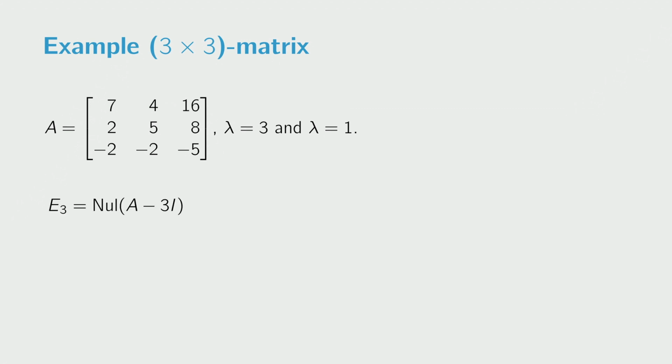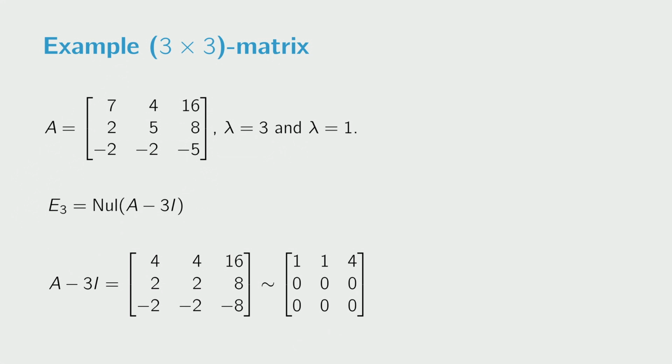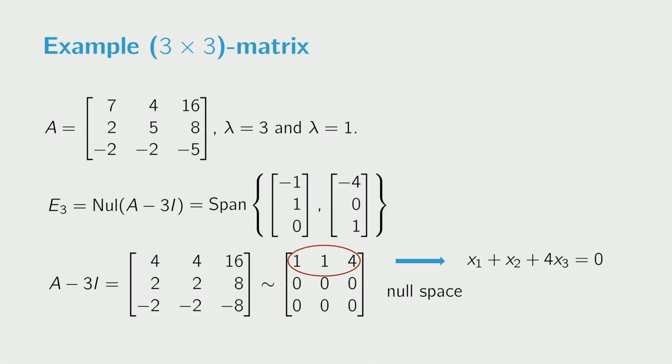The eigenspace E3 is equal to the null space of the matrix A minus 3 times I. The matrix A minus 3 times I is row equivalent to the matrix shown here, so it has rank 1. The null space of A minus 3 times I is simply given by the plane with the equation x1 plus x2 plus 4 times x3 is equal to 0, which can be written as the span of the two vectors (-1, 1, 0) and (-4, 0, 1). Hence, the dimension of the eigenspace E3 is equal to 2.